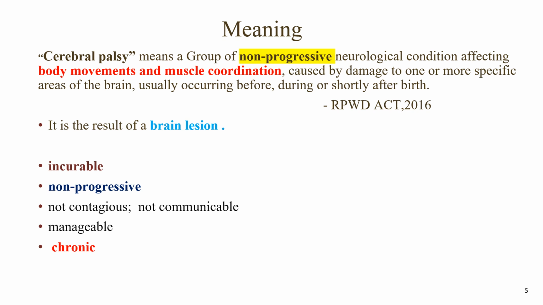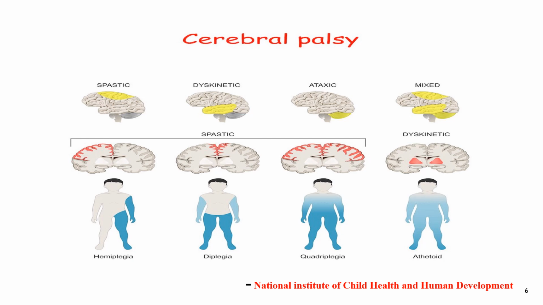Let's see the types of cerebral palsy. Cerebral palsy is classified into different types based on muscle control and movement patterns. They are spastic, dyskinetic, ataxic, and mixed. Let's see the spastic cerebral palsy, which is the most common type. About 70 to 80% of cerebral palsy will have spasticity.